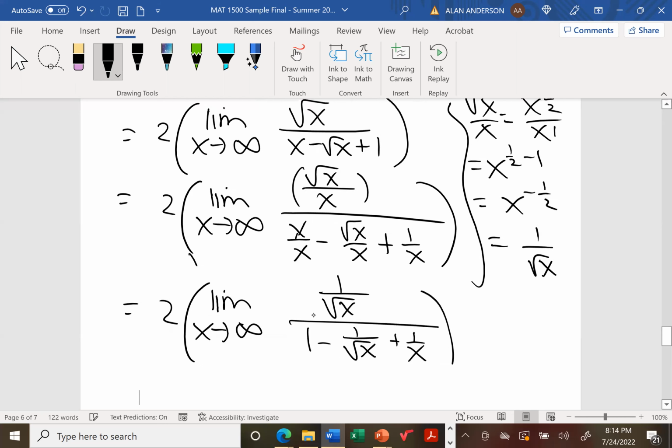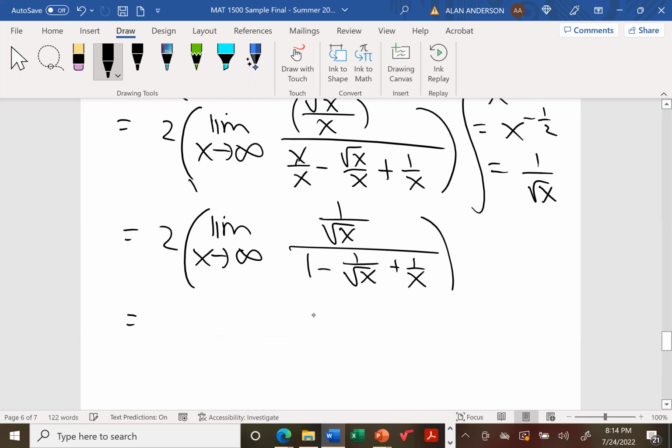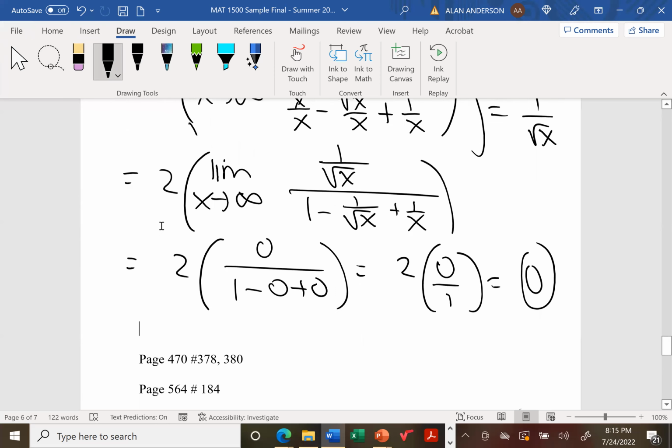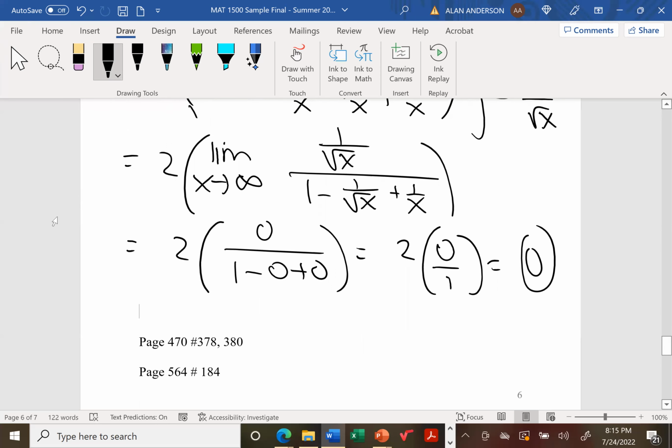And so then we're going to have, and now we just substitute. This will be 0 in the numerator, and 1 minus 0 plus 0. All right, so we just end up at 0. So again, the whole point of it was that we have to use our cleverness to do this.